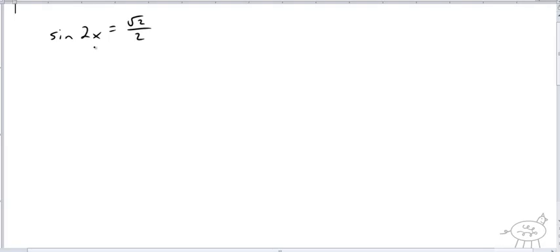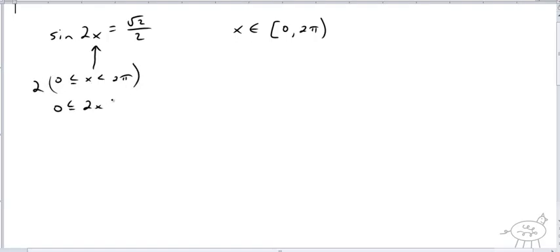What you need to realize is that x is, of course, between 0 and 2 pi, as always. But now we have a 2x. This x still has to be between 0 and 2 pi, but now it's 2x. So we multiply the whole thing by 2, and that tells us what the 2x has to be between. So the 2x has to be between 0 and 4 pi.